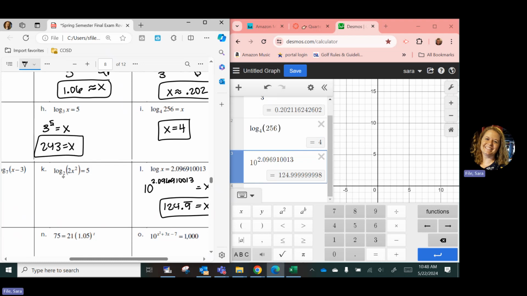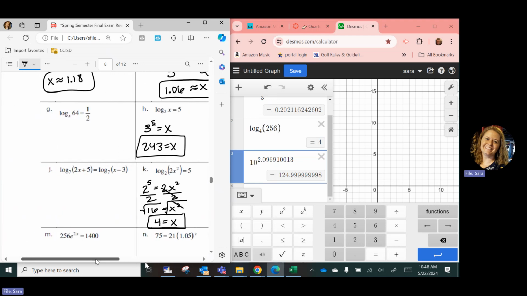Okay, in K, my base is 2, my power is 5, and it equals 2x squared. So now I've got some extra solving to do. Now I do need to simplify. The 2 to the 5th is 32, but I have to divide that 2 over as well. So that's 32 divided by 2, so I get 16 equals x squared. And to get rid of the square, I take the square root. So I end up with 4 equals x.